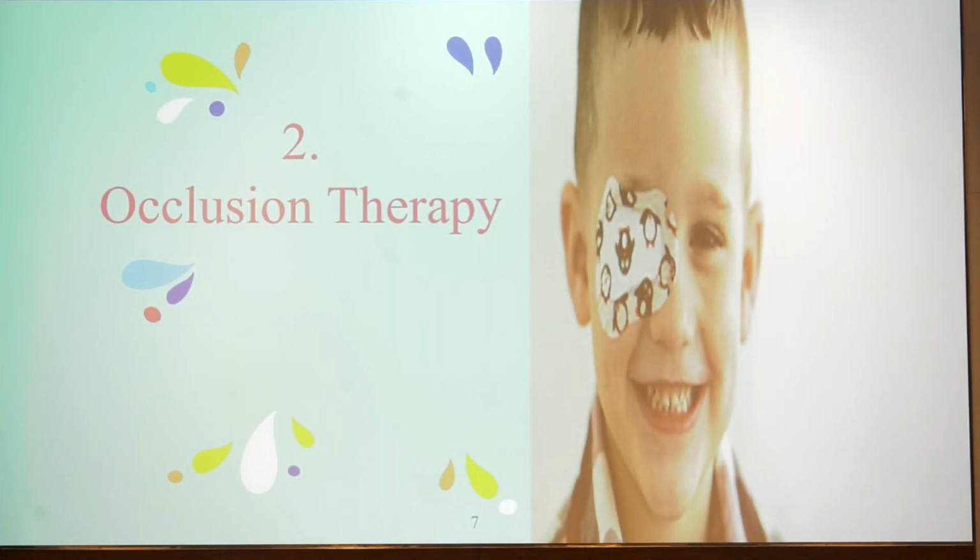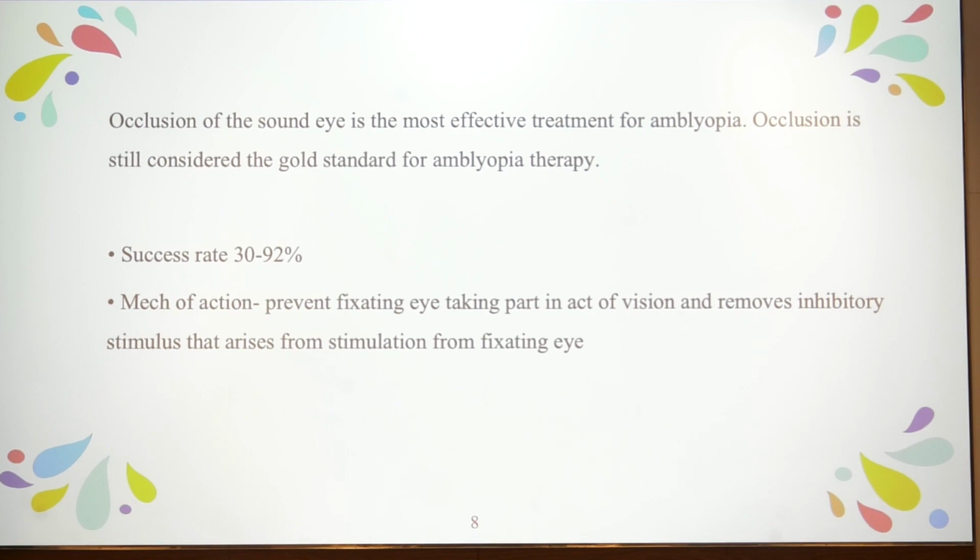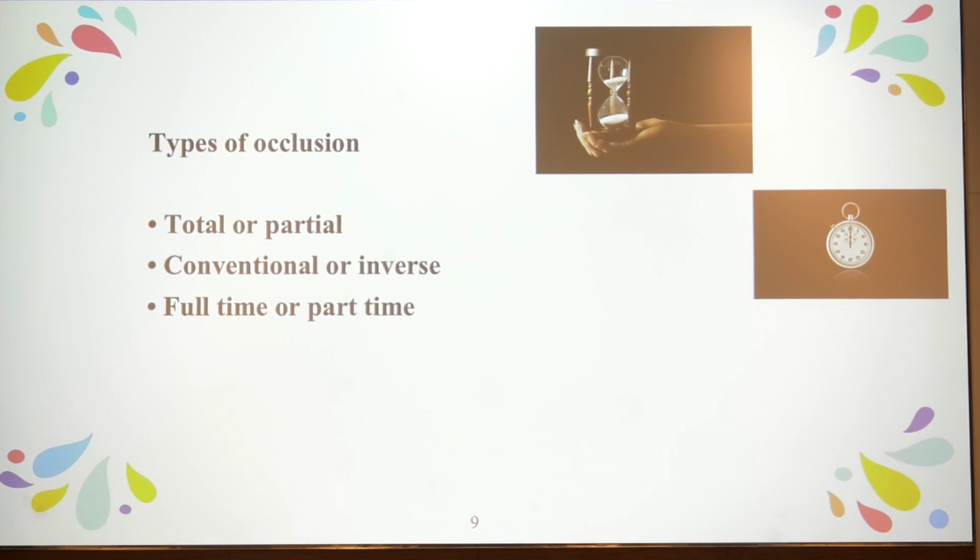Occlusion therapy is the mainstay of treatment for all amblyopia cases. It is the single most effective treatment for amblyopia and still considered as the gold standard therapy. The success rate is deemed to be 30 to 92%, and it acts by preventing the fixating eye from taking part in the act of vision and removes the inhibitory stimulus that arises from stimulation of the fixating eye. So types of occlusion can be total or partial, conventional or inverse, and full-time or part-time.